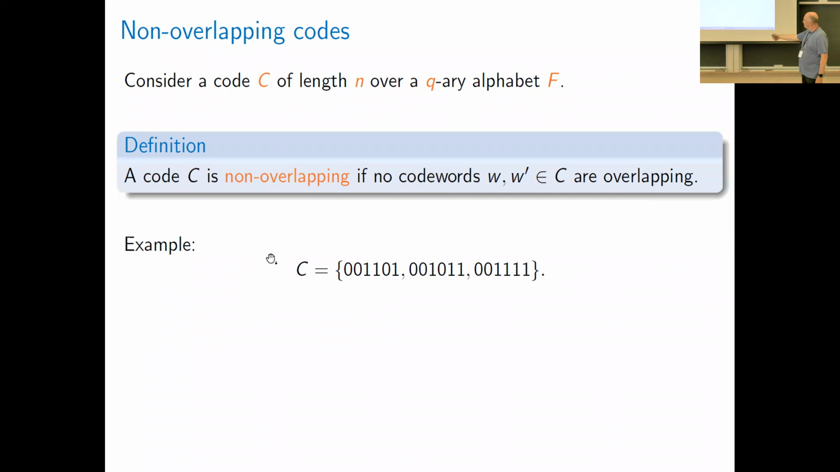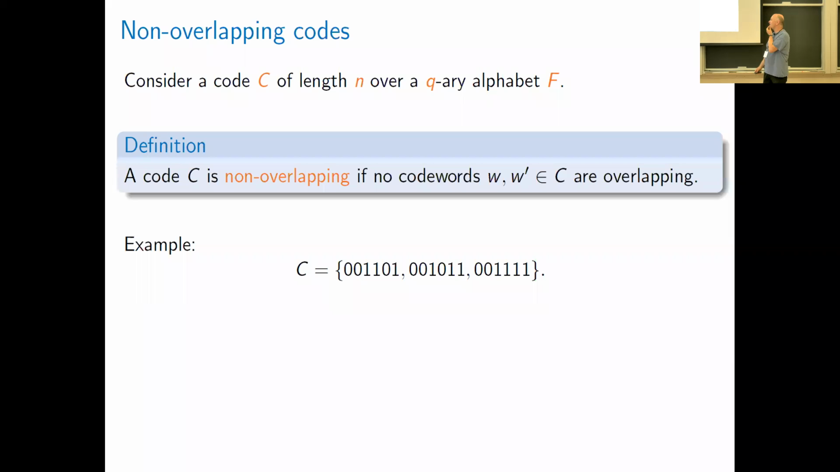All right, so there are three code words. I invite everybody to pick two code words of their choice, maybe the same one. Do they overlap? No. No? Okay, great. So this is a distributed proof that this is a non-overlapping code.